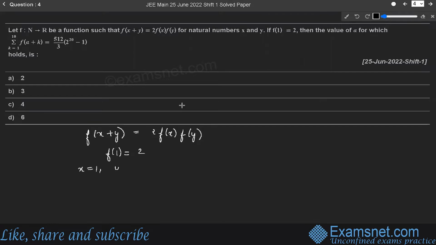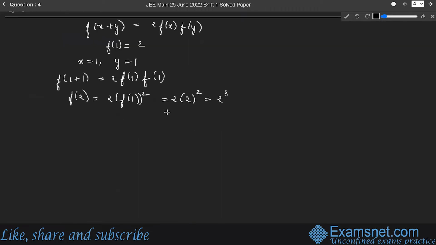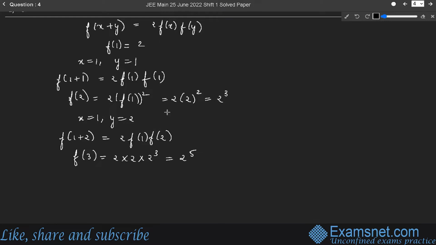So for x is equal to 1 and y is equal to 1, f(1 + 1) will be equal to 2 into f(1) into f(1). So f(2) will be equal to 2 into f(1) whole square. So it will be equal to 2 into 2 square, so it will be 2 cube. Now for x is equal to 1 and y is equal to 2, f(1 + 2) will be equal to 2 into f(1) into f(2). So f(3) will be equal to 2 into 2 into 2 cube, so it will be 2 power 5.